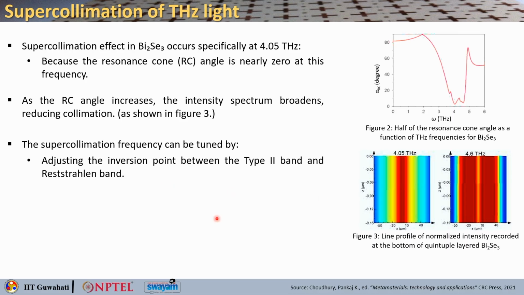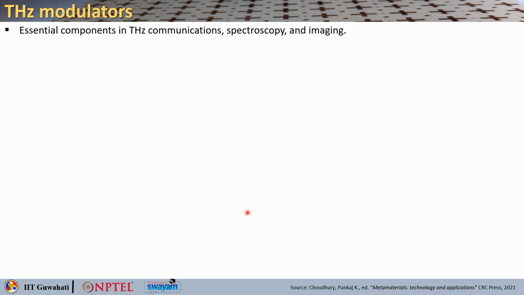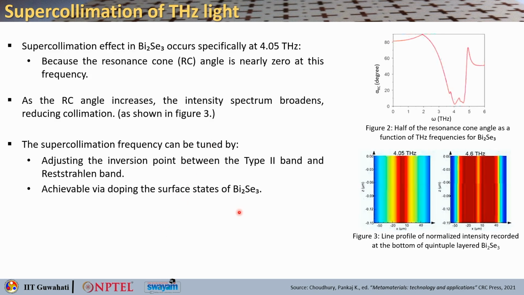The supercollimation frequency can also be tuned by adjusting the inversion point between the type 2 band and the Australian band, and that can be achieved by doping the surface states of the bismuth selenide. So, that is the application you have seen from the supercollimation aspect of these hyperbolic metamaterials.